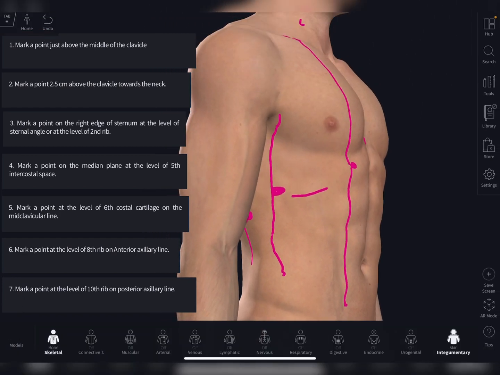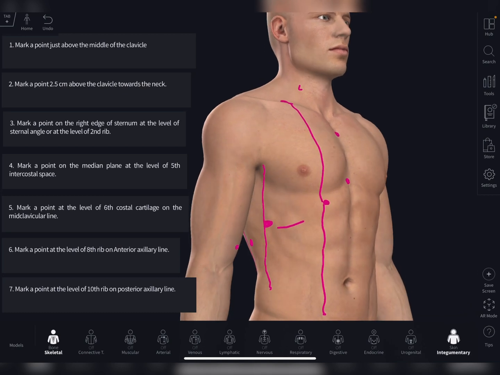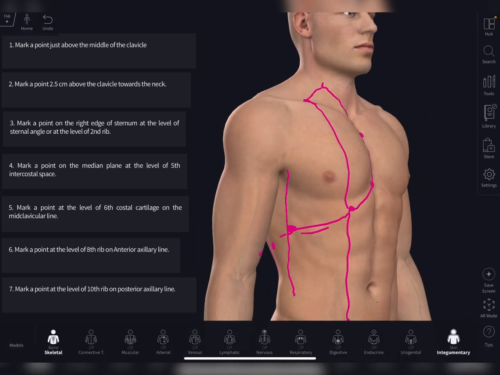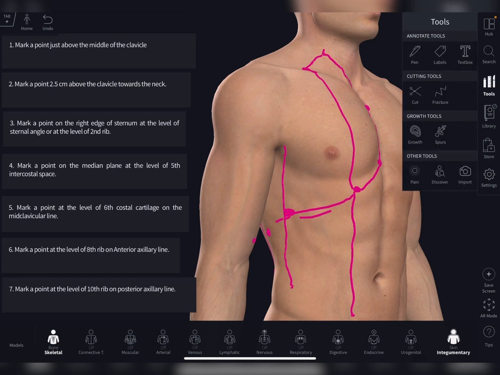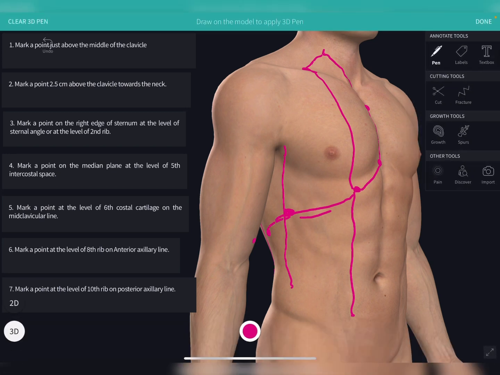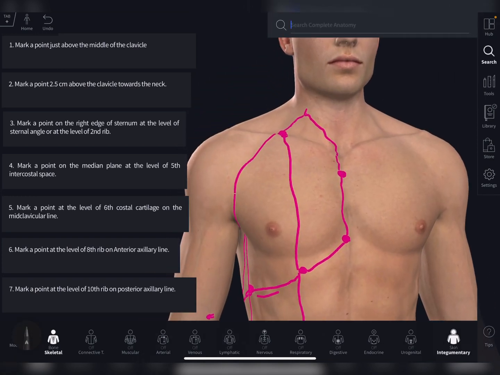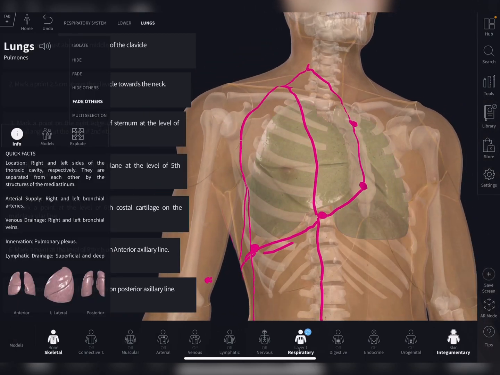After completing all these points, we have to join all these points together. It will begin from here like this, then go to the second point, then to the third, then to the fourth, fifth and onto the posterior aspect. It will extend further and reach all the way up to here, and then you have to join this first point with the last point. This will give you the landmark of the lung. Now let's get the lungs. Here you can see the margin within the lungs. This is the surface landmark of the right lung.